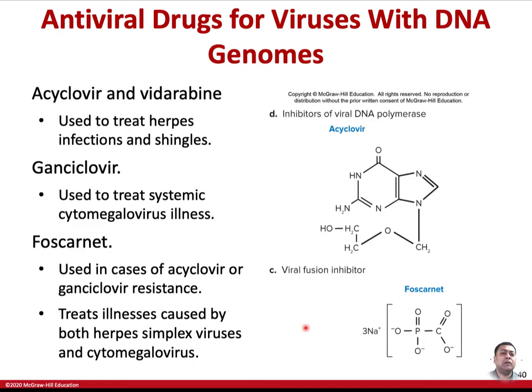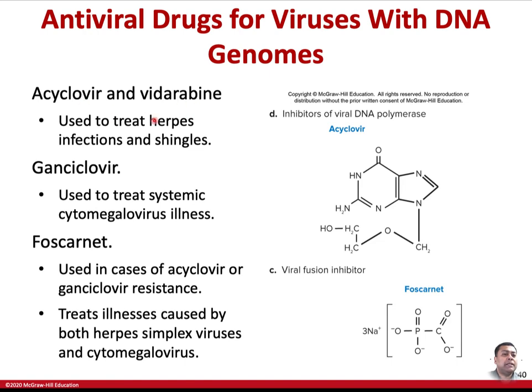The next thing we are looking at is the antiviral drugs for viruses with DNA genomes. These are also known as the nucleoside analogs, and they basically cause chain termination. When they are incorporated into the DNA chain, the chain no longer can extend, and that's how it fails the viral DNA replication. Good examples for these nucleoside analogs are acyclovir, and vidarabine is an ointment that is also used.